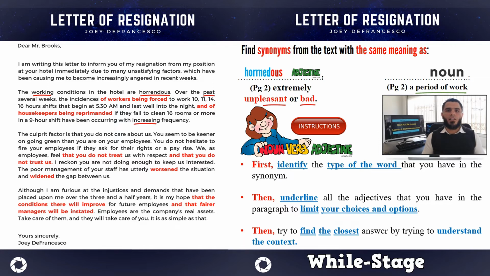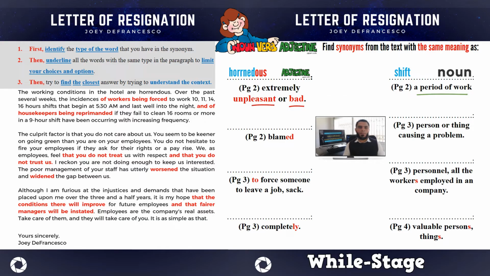The only noun in the singular form is shift. The other nouns that we have, like conditions, months, incidences, workers, and housekeepers, are plural form, so they don't fit. You can pause the video now for 5 minutes and do the other words. Now let's correct. The third word is blamed.